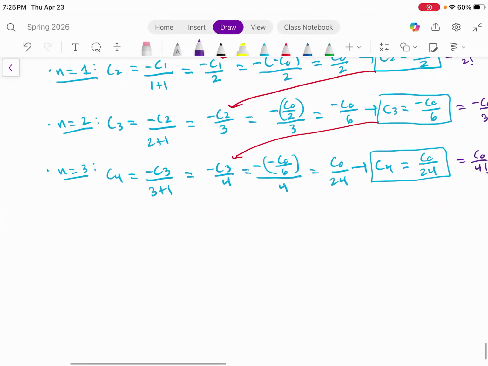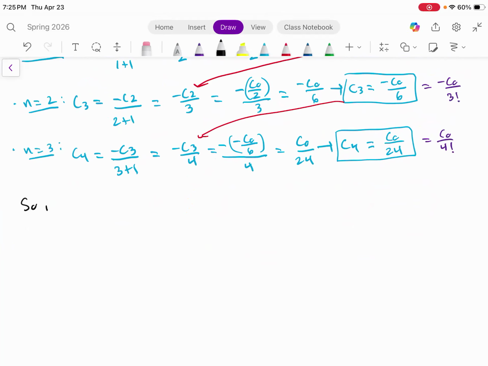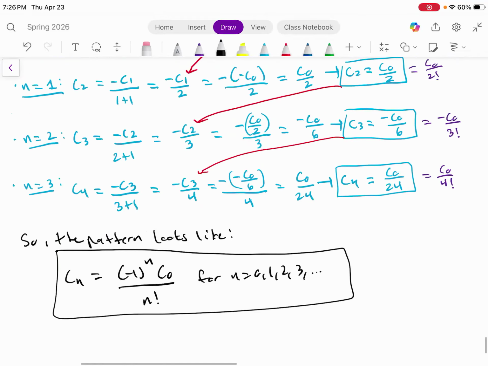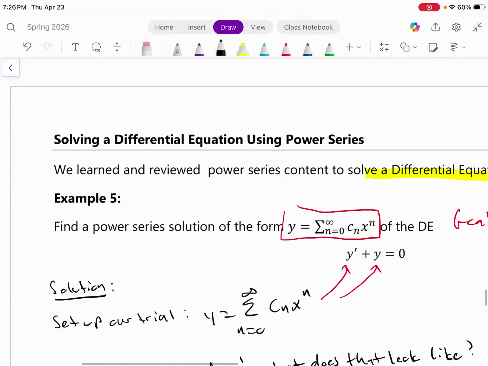So to me, the pattern looks like C sub n equals, it's alternating, so I would say negative 1 to the n, C naught over n factorial. And we're starting out at n equals 0, 1, 2, 3, etc. So that's the general pattern of C sub n. Okay, and that's what I want, right? So let me scroll up really quick. That's what I want here. I'm trying to find that C sub n in general.